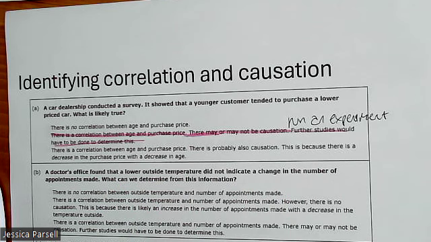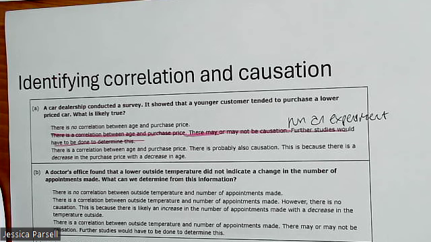What can we determine? That there is no correlation between outside temperature and number of appointments made, that there is a correlation between outside temperature and number of appointments made. However, there is no causation. That's because there is likely an increase in the number of appointments made with a decrease in the temperature outside, or there is a correlation between outside temperatures and number of appointments made. There may or may not be causation. Further studies would have to be done.